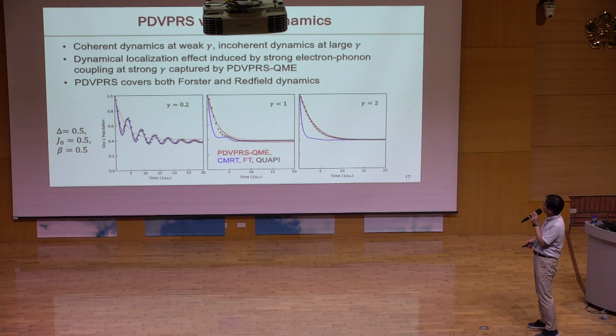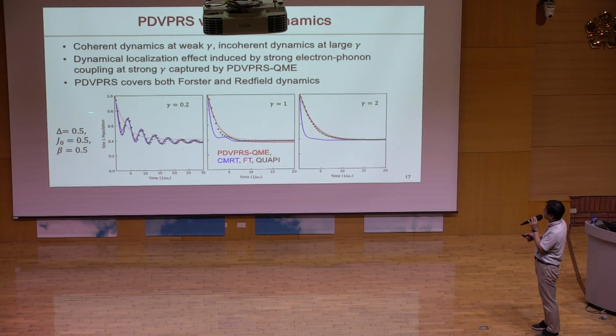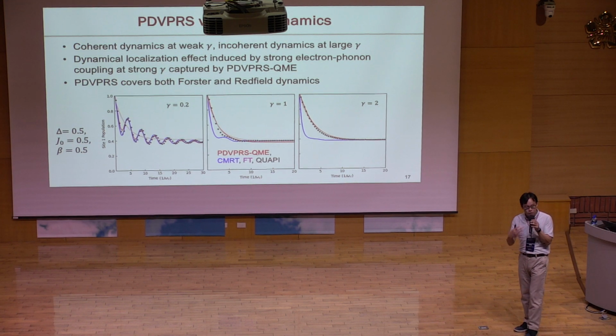Now, when we apply this theory to a two-dimensional system with this kind of parameters, we found that our theory, this red curve, at weak system-bath coupling, coincides with the coherent Redfield theory very well. And at strong coupling, it coincides with Foster theory. And in between, it actually works very well when compared to the exact QUAPI result in those black dots. So this theory works very well.